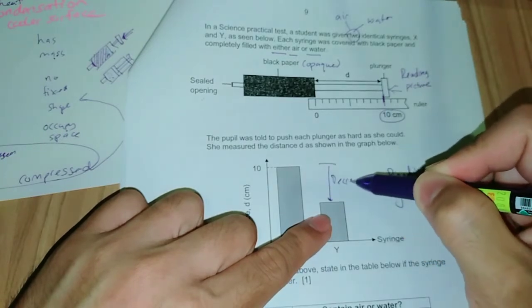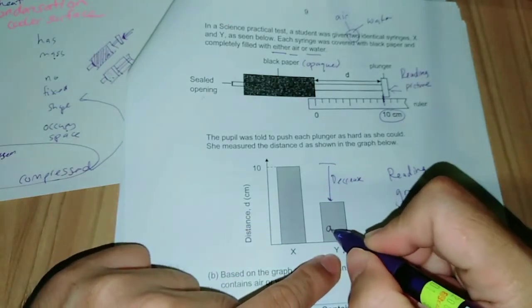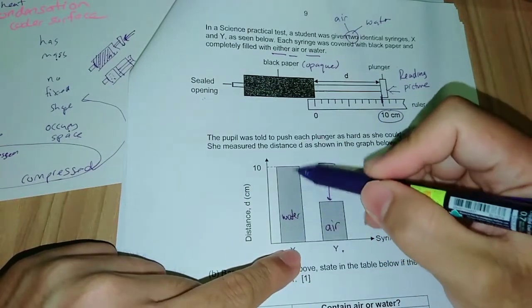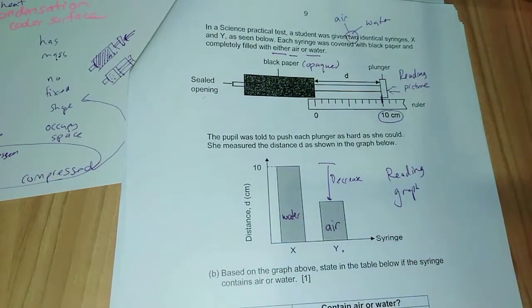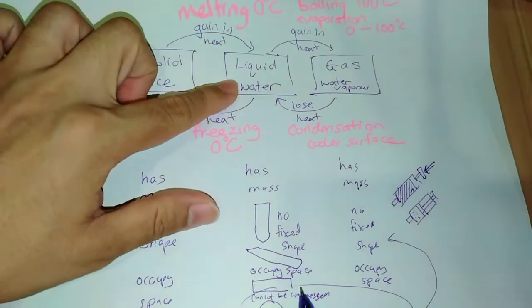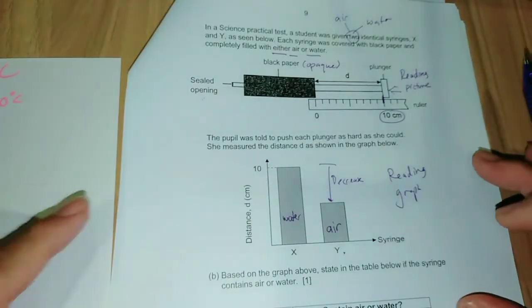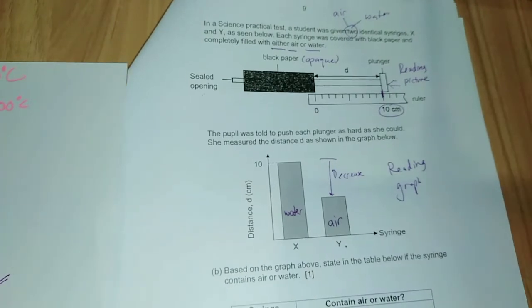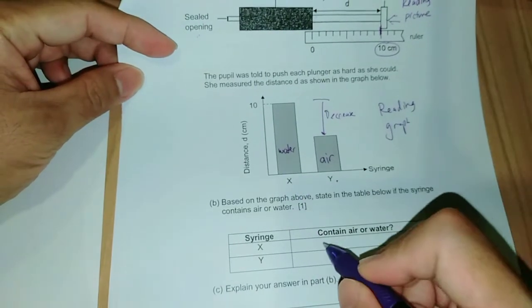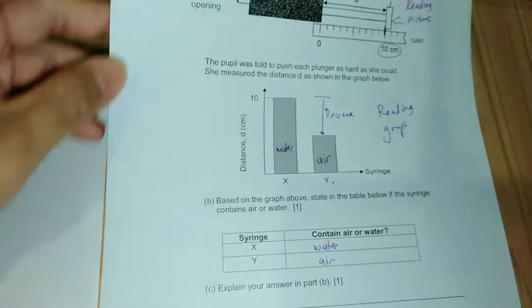There's a decrease. Which means that this syringe Y must contain air. And this one contains water. That's why it cannot be compressed. For those of you who got it wrong, you have not applied this knowledge that liquids cannot be compressed, gas can be compressed, into this question to understand it. Alright, you got to do that. So based on this graph and based on reading a picture, now you know that actually X contains water and Y contains air. Please do the correction in your green pen.